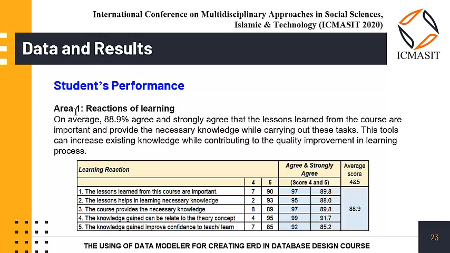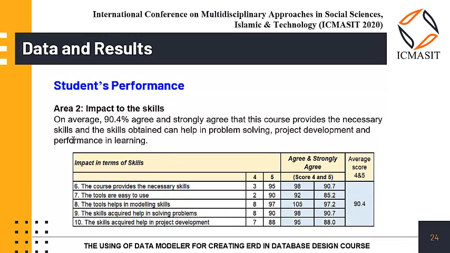For students' performance, area 1, reactions of learning: on average 88.9% agree and strongly agree that the lessons learned from the course are important and provide the necessary knowledge while carrying out these tasks. So these tools can increase existing knowledge while contributing to quality improvement in the learning process. For students' performance in area 2, impact to the skills, on average 90.4% agree and strongly agree that this course provides the necessary skills, and the skills obtained can help them in problem solving, project development and performance in their learning.